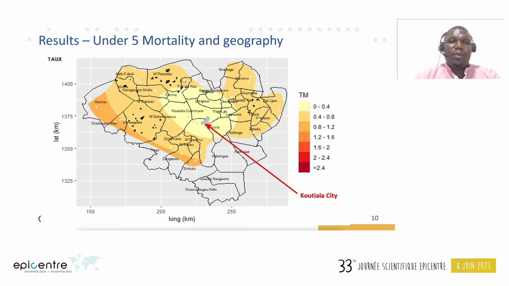The map shows the distribution of under 5 mortality rate in Koutiala Health District. As you can see, the red arrow is pointing at Koutiala urban area, and as we move away from the Koutiala urban area, we notice that the mortality rate was increasing.